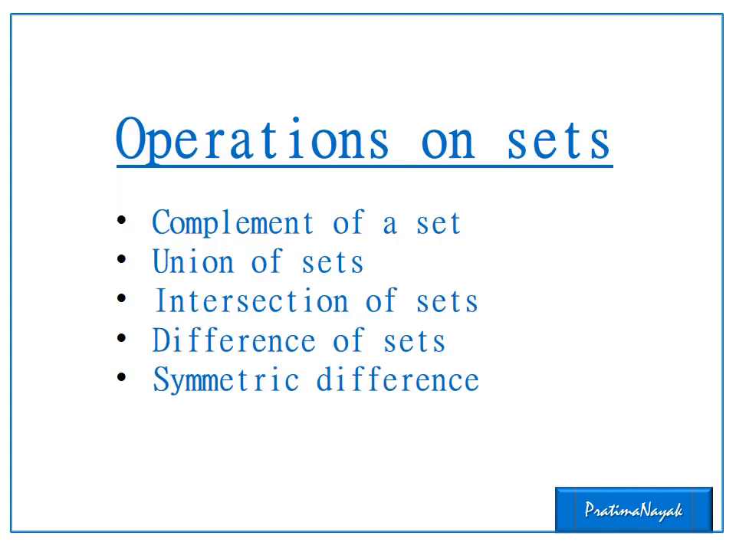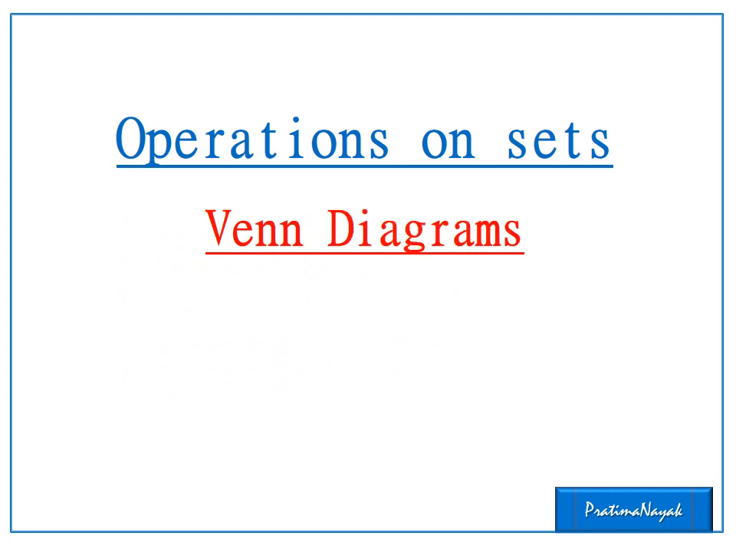So first is operations on sets. You have learned so many operations carried on the number system, addition, subtraction, multiplication. Here also on sets we define the operations as complement, union, intersection, difference. We will read it gradually. For carrying operations on sets, we need Venn diagram very importantly.